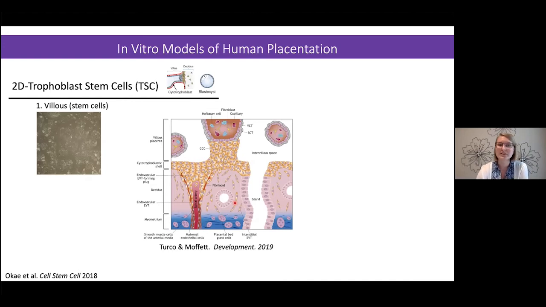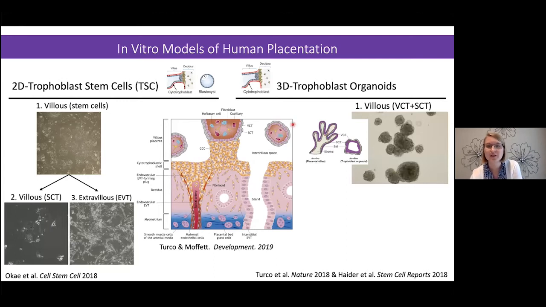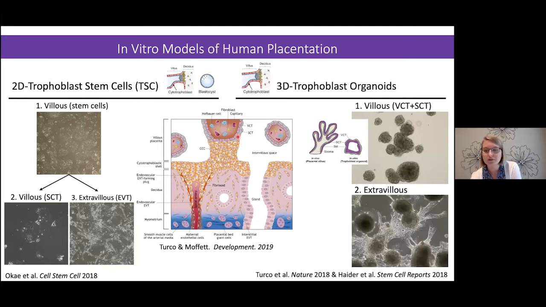And so the trophoblast stem cell model represents the villus-like stem cells found in the chorionic villi, and they can be derived from first trimester tissue or collected from outgrowths of blastocysts. And then in culture, you can differentiate them either into syncytial trophoblasts, so these multinucleated cells, or extravillous trophoblasts, which are the cells that migrate and invade into the maternal wall. And similarly, the trophoblast organoids, which can also be derived from first trimester tissue, represent the villous and syncytial-like portion of the placenta, and then also can be induced to differentiate into these invasive extravillous trophoblast cells.